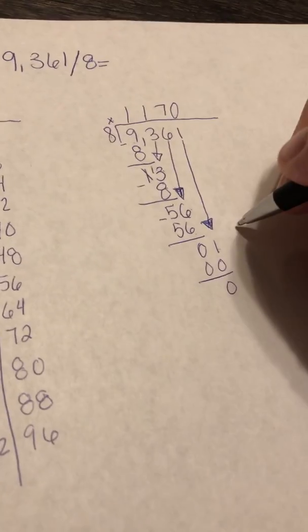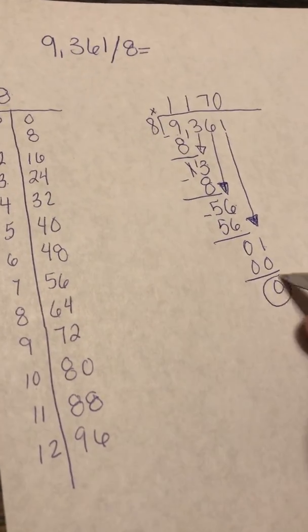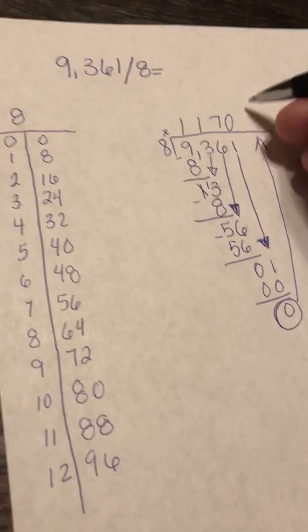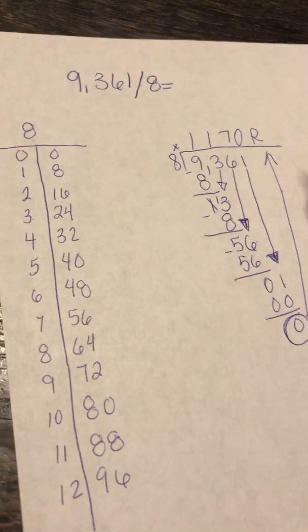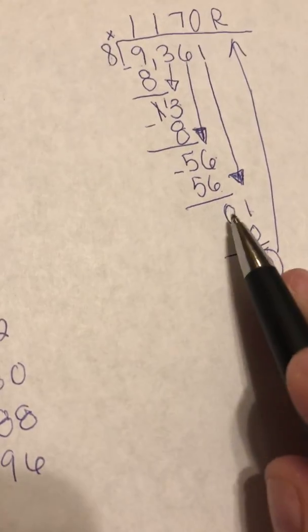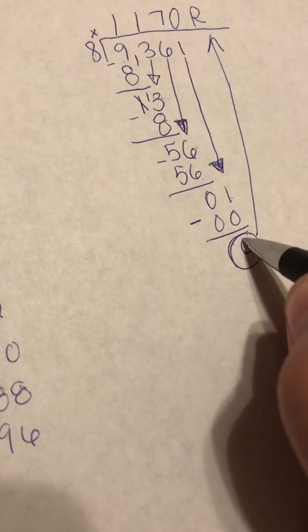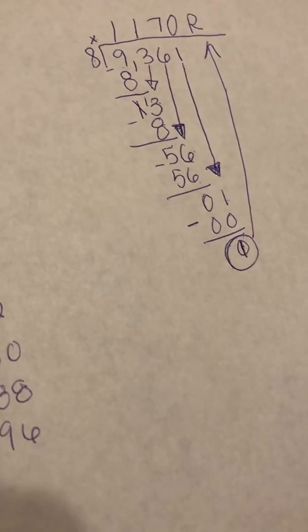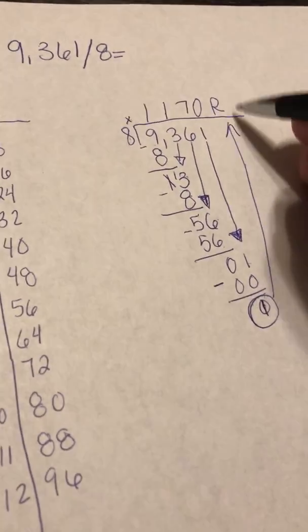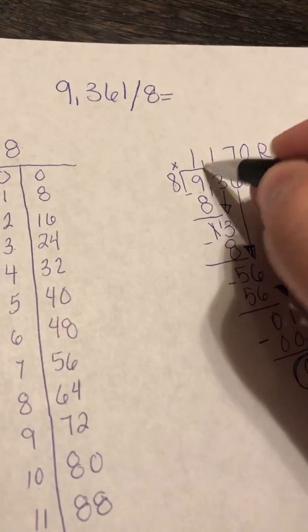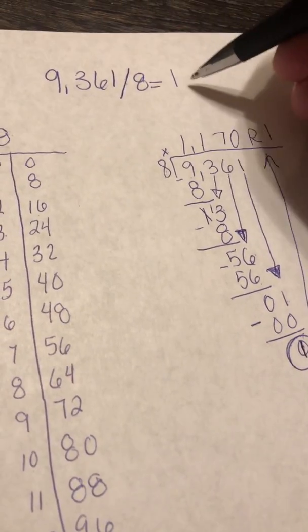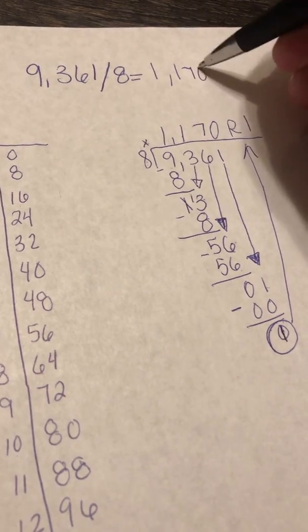Ooh, I can't take down anymore. So this must be my remainder. And I put it back up here. Remainder. Oop, Mrs. Boynton made a mistake. 1 take away 0 is 1. Oh, silly Mrs. Boynton. I was like, that's not the remainder. Okay, so my answer is going to be 1,170 remainder 1. I'm glad I caught that mistake.